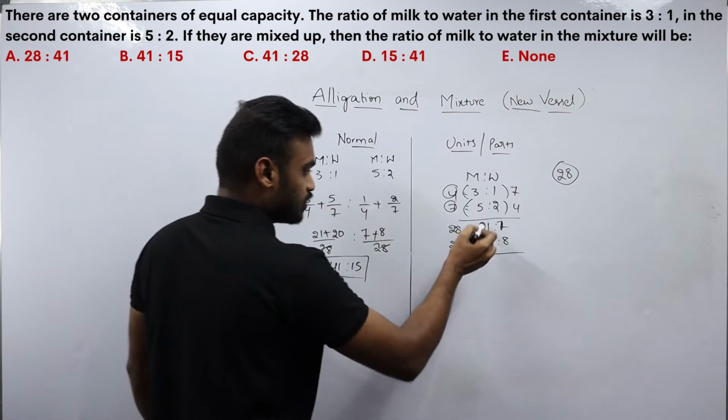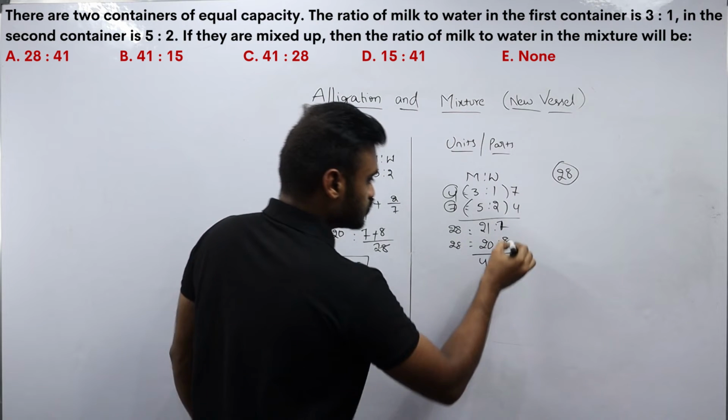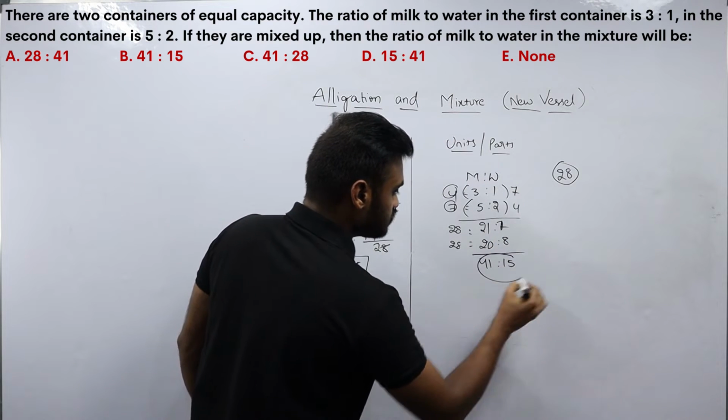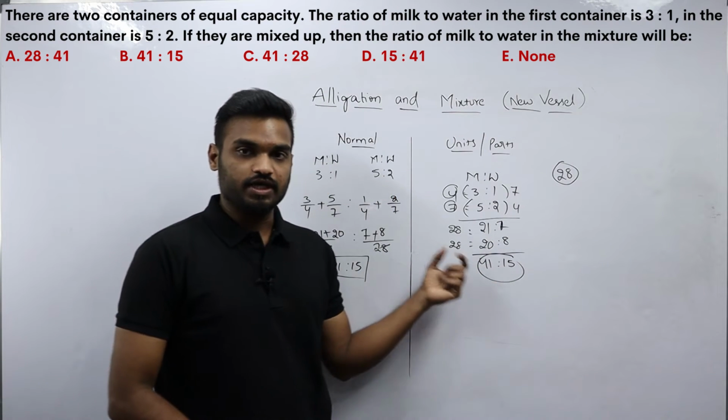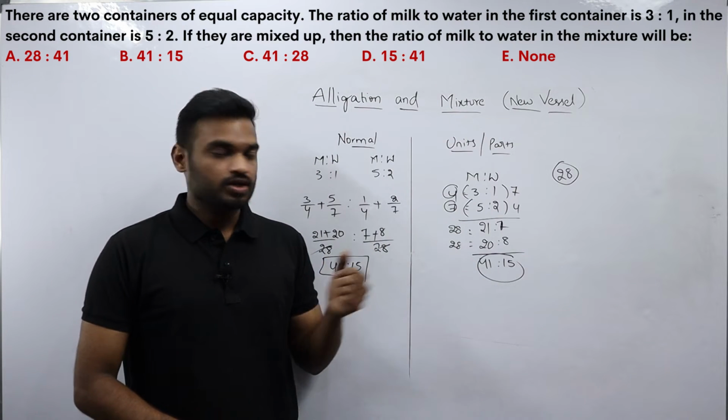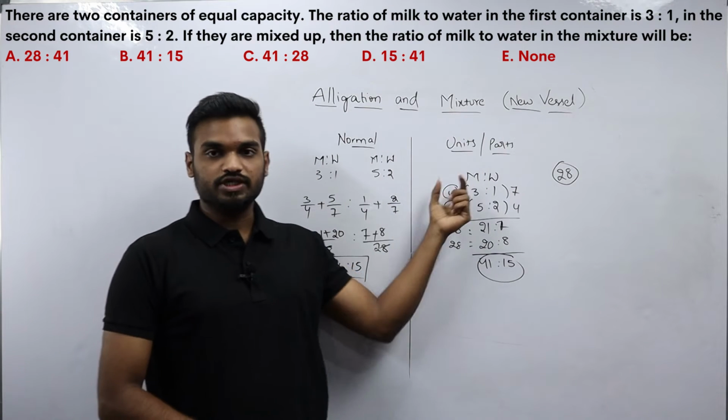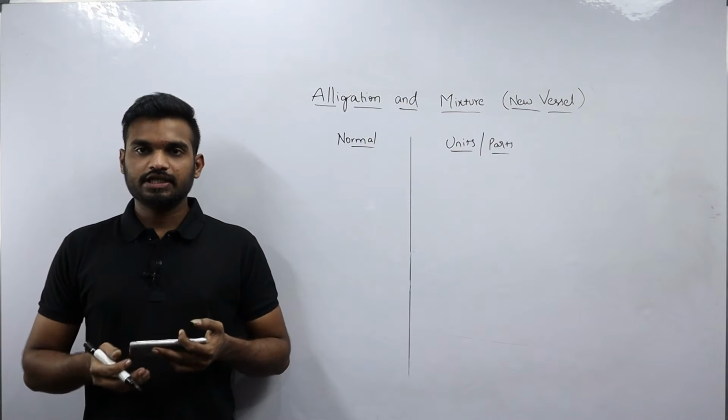So we will get 20 plus 21, that is 41, is to 8 plus 7, that is 15. The ratio is 41:15 in the resultant mixture. In this way we solve the problem by the normal and also the units or parts method. Now let's see the second problem.